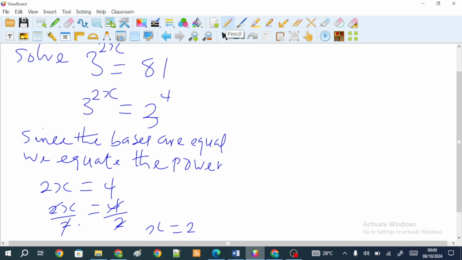So let's take this question from WAEC. This question is from WAEC. Let's see. Solve the equation. Simplify.